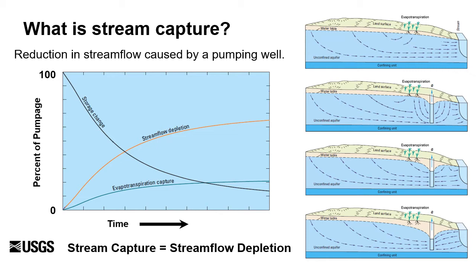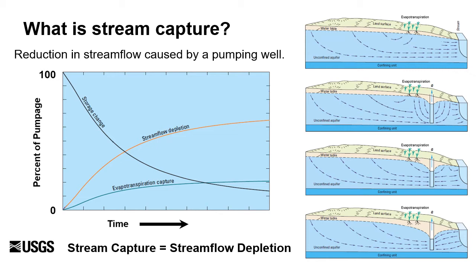The top panel shows a hypothetical system that's in a dynamic equilibrium. Of course, there's no pumping going on, no changes in storage. All the recharge is going to discharge. Some of that discharge goes to ET through phreatophytic or riparian vegetation, and other discharge goes to streams or springs.